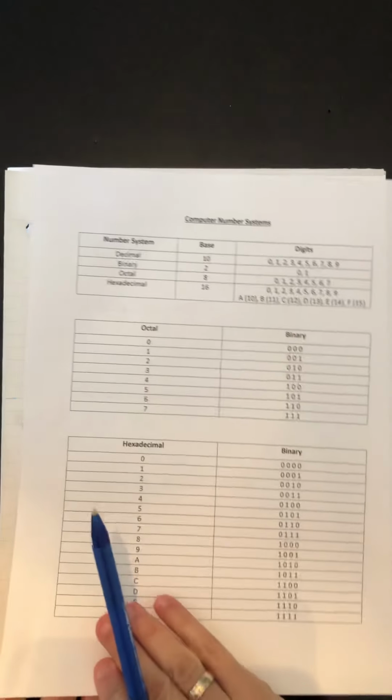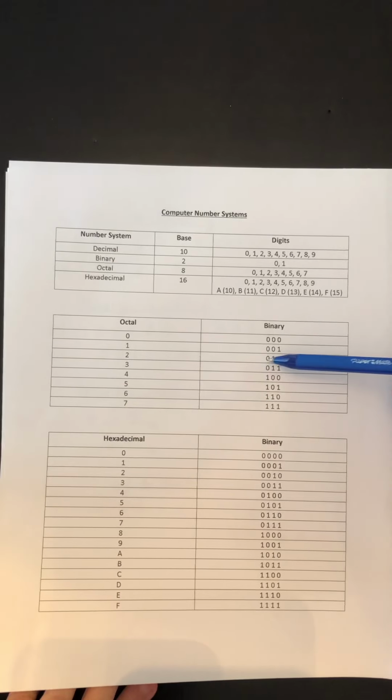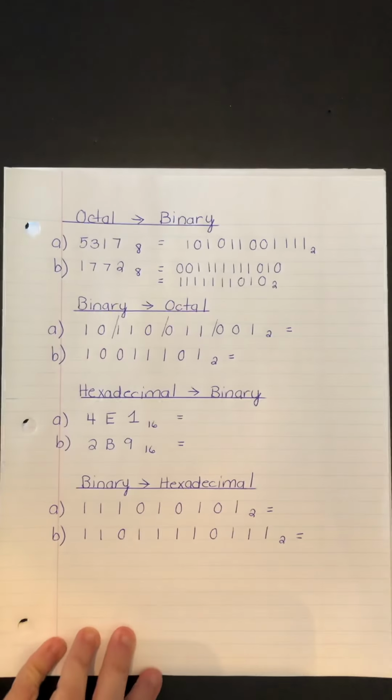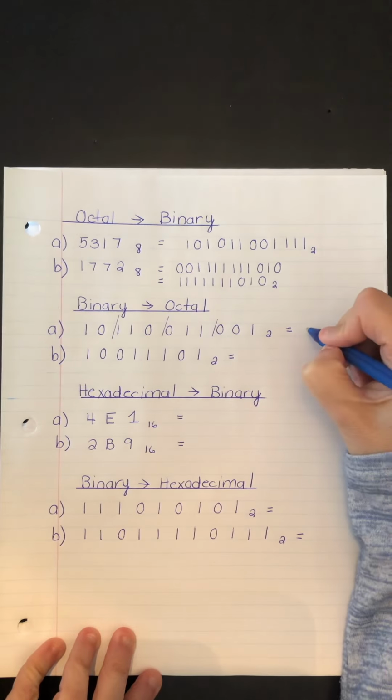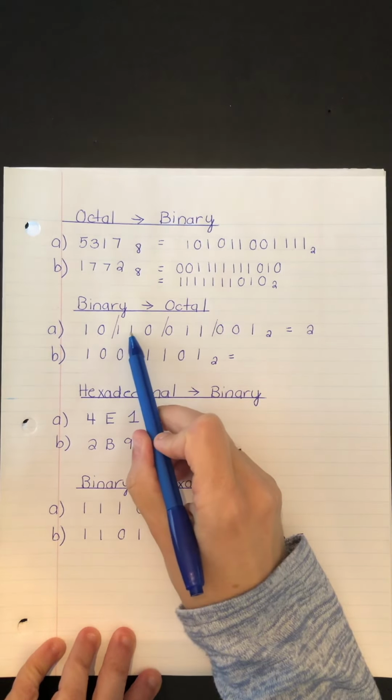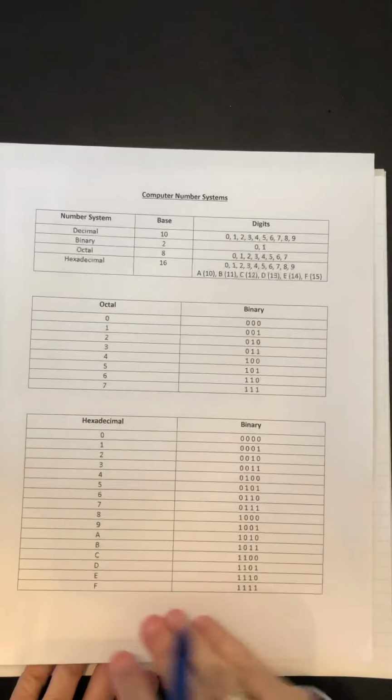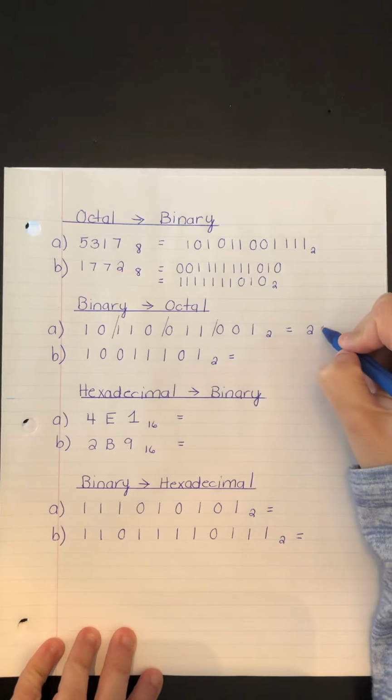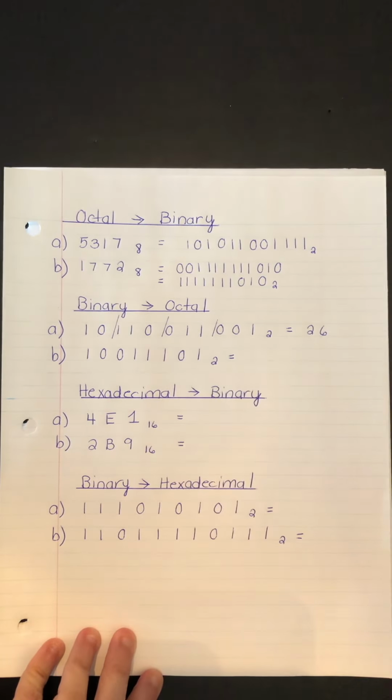So take a look at the chart. 010 is the octal number 2. So this is a 2. Then you'd look up this one, 110. So again, just go to the chart, quickly find 110. It's a 6. Next, 011.